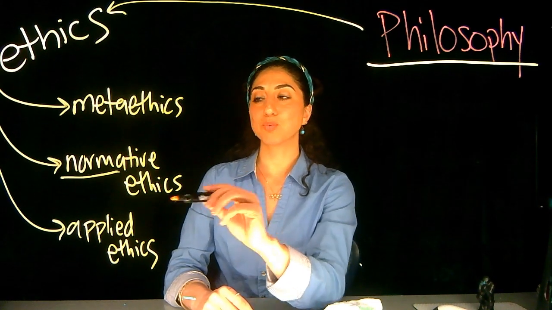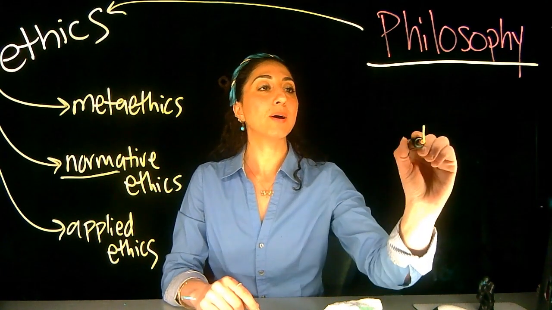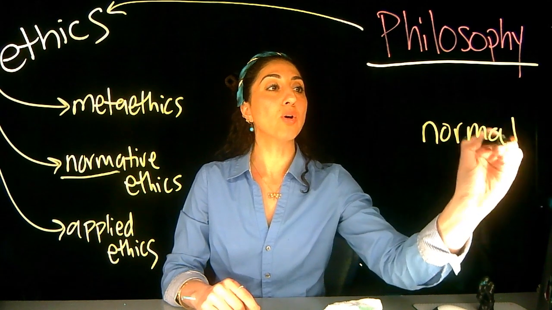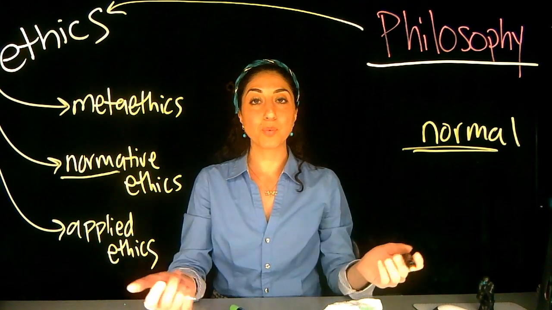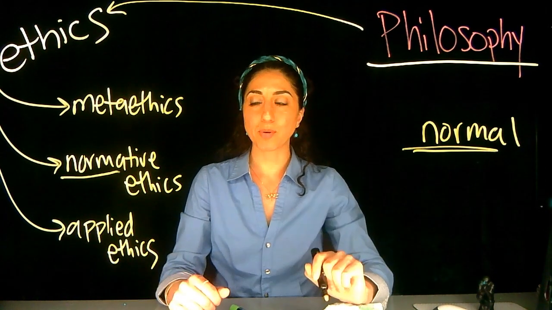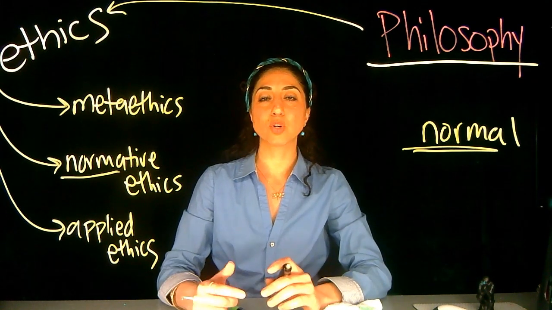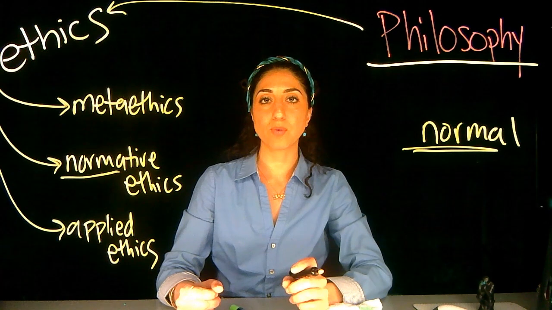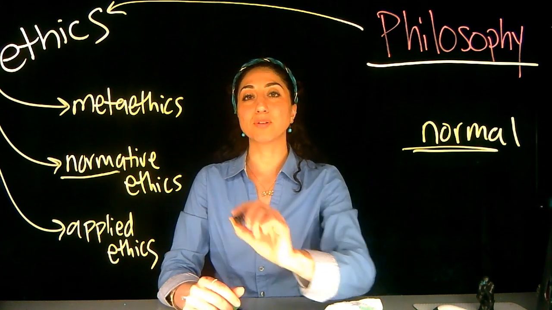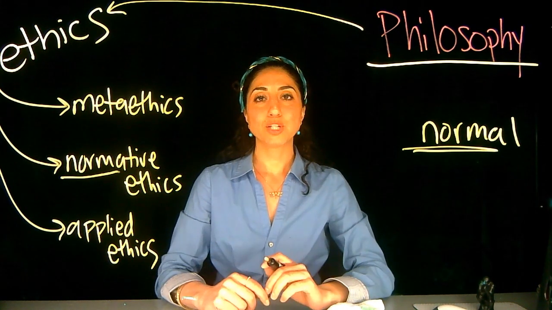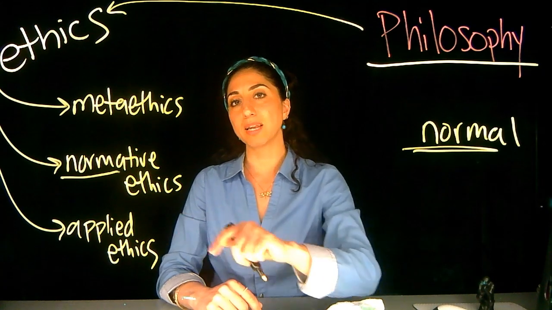Normative ethics has this root word norm. Think about what is normal, the standard, the way we normally operate. Normative ethical theories tell you the standards according to which actions are right and wrong. When you take those normative ethical theories and you apply them to actions, then you're doing applied ethics.